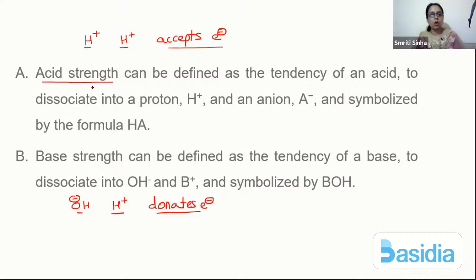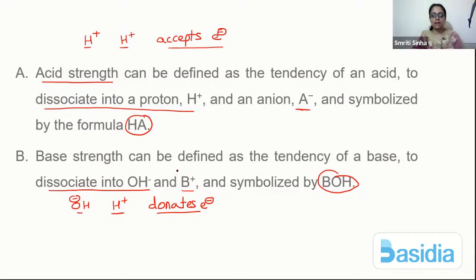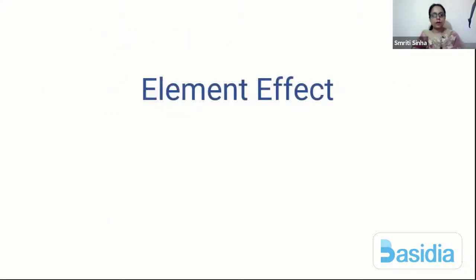Whether my acid is a strong or weak acid, how do I explain it? I will explain it on the dissociation of the proton, how fast the H plus can dissociate from the A minus ion if my acid is HA. And for the strength of base, I will explain according to how fast my OH minus ion can dissociate from B plus if my base is BOH. This is how I can explain the strength of acid and base. So the first effect that affects the strength of acid and base is the element effect.